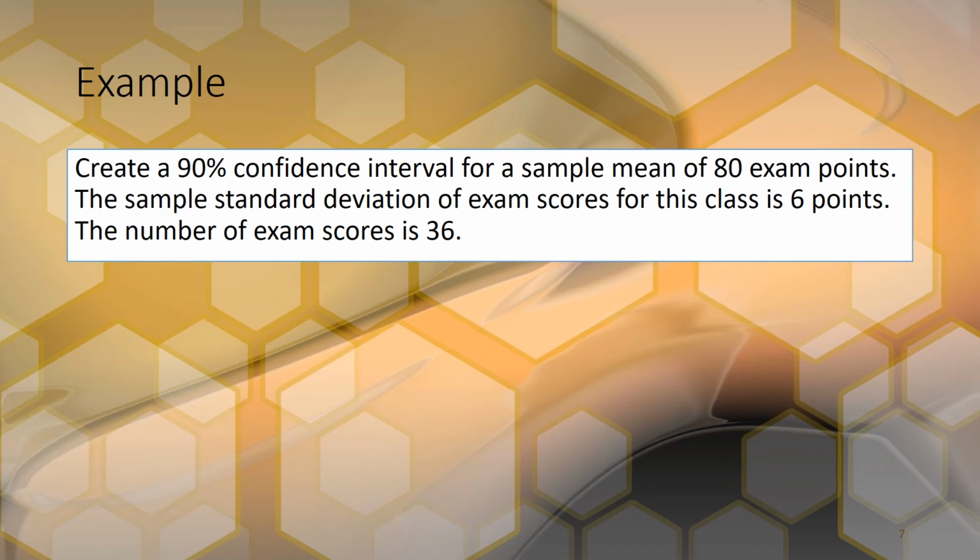So it says create a 90% confidence interval for a sample mean of 80 exam points. The sample standard deviation of exam scores for this class is 6 points. The number of exam scores is 36. So the only real difference is the 6 points in this example is calculated from the sample rather than the population. So keep that in mind. We see that it says sample, and we don't see anywhere the population standard deviation, so we're going to use a t distribution.